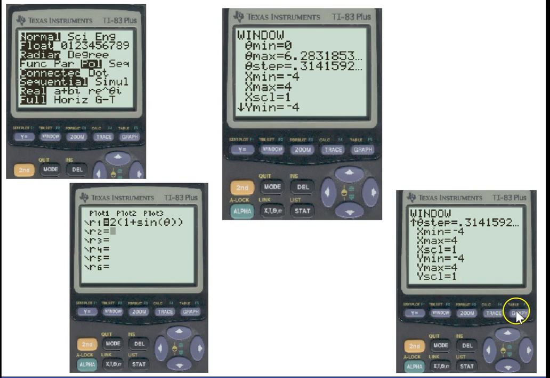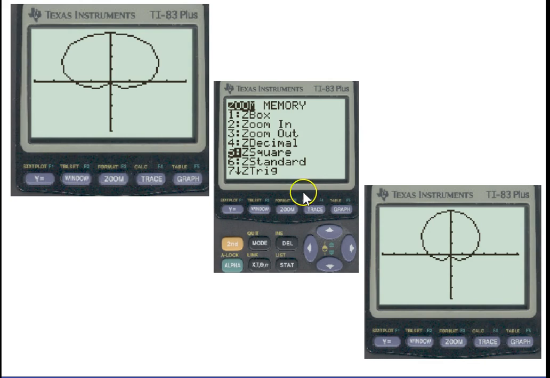So what you want to do is click this little graph button right here. We have everything set. We got our mode correctly. We've punched in our equation, and we've set our window. So click on graph, and you get something that looks like this.